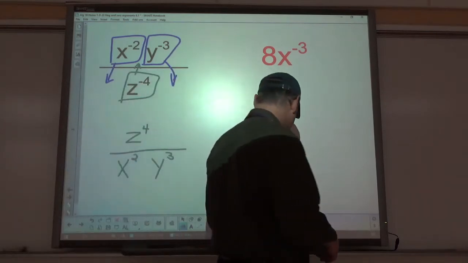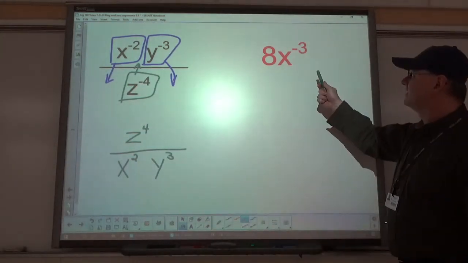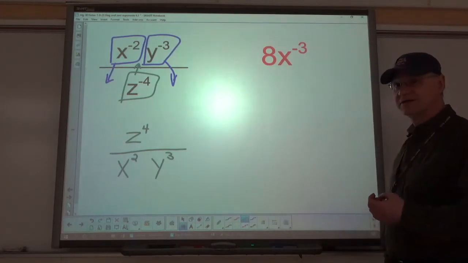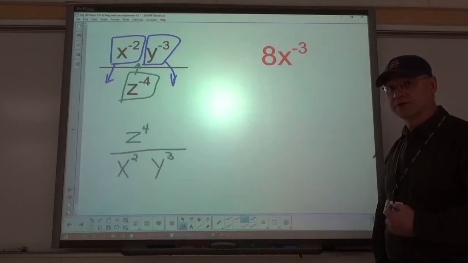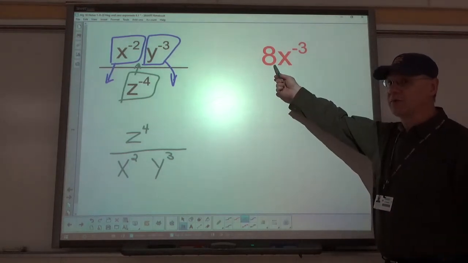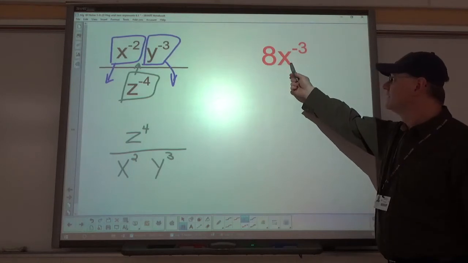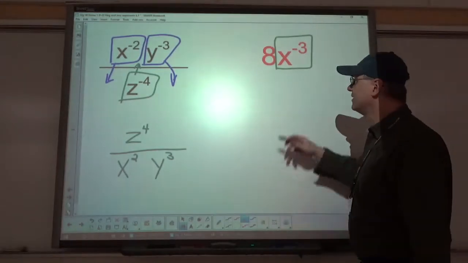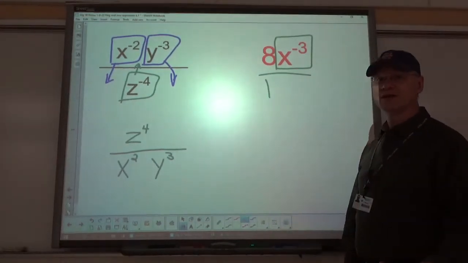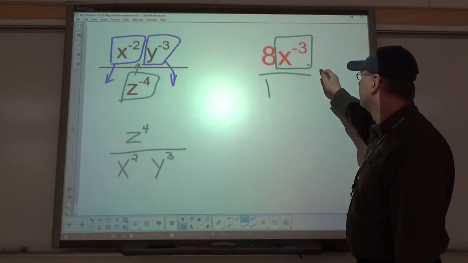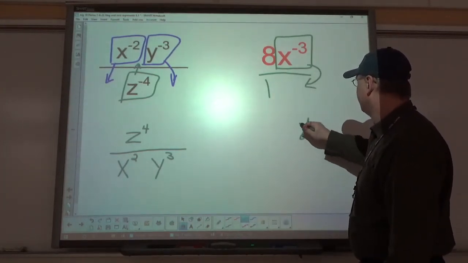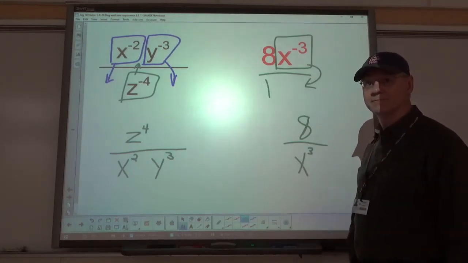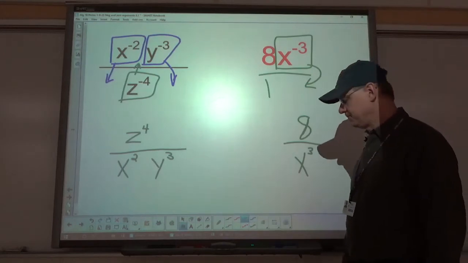So now let's look on this side. What if I have this? Well, the first thing you should ask yourself is, what is being raised to the negative 3 power? Is the 8 being raised to the negative 3 power? No, it's not. Only the x is raised to the negative 3 power. So the only thing, now I can put this over 1, the only thing that's going to move is the x power. So I still have the 8 on top, and I've got x to the now positive 3 on the bottom. That's simplified, all done.